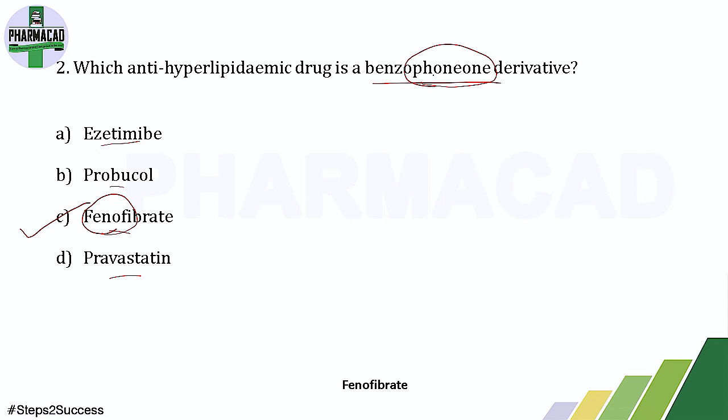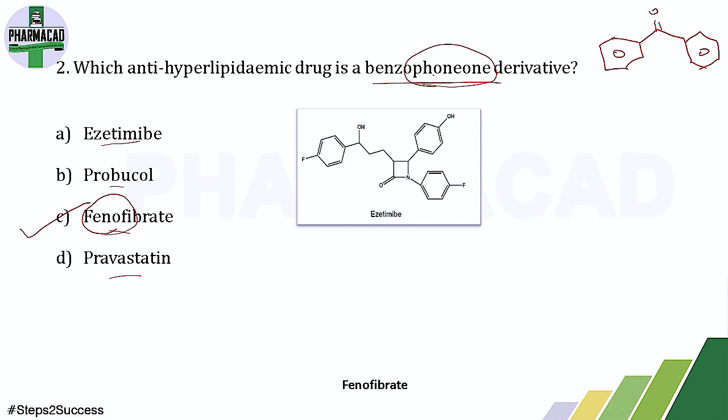Now what is a benzophenone? In the benzophenone structure, we have two phenyl rings which are attached via a ketonic group. Okay, so this is the benzophenone structure. Let's look at all the structures one by one. So this is the structure of ezetimibe.